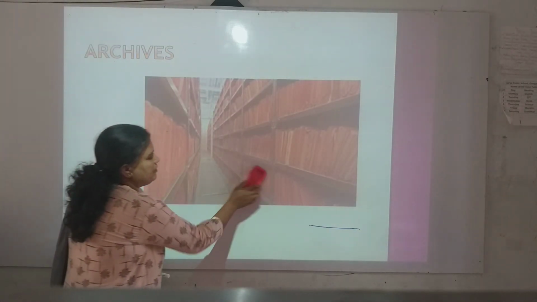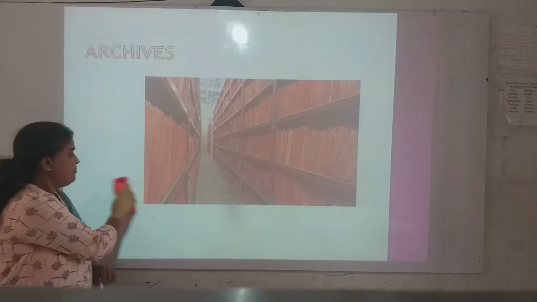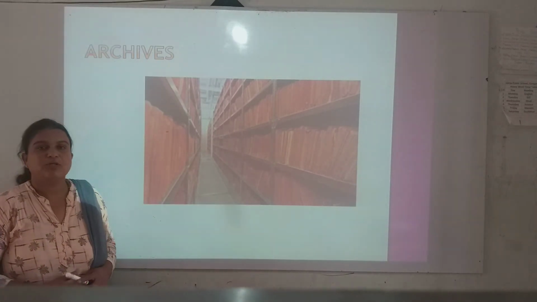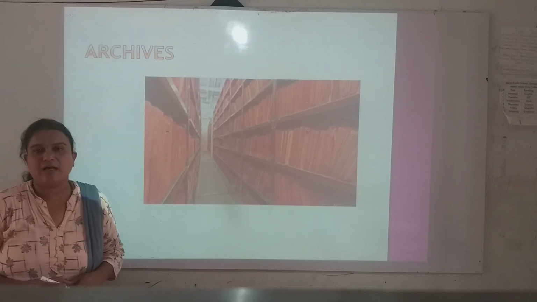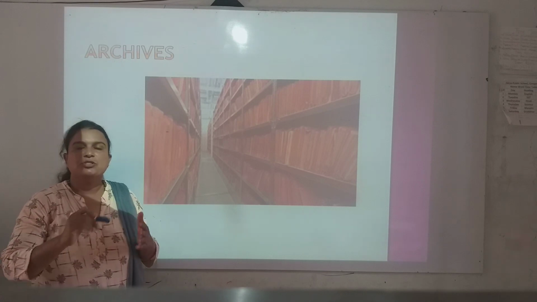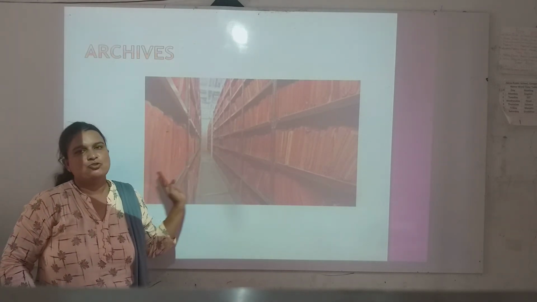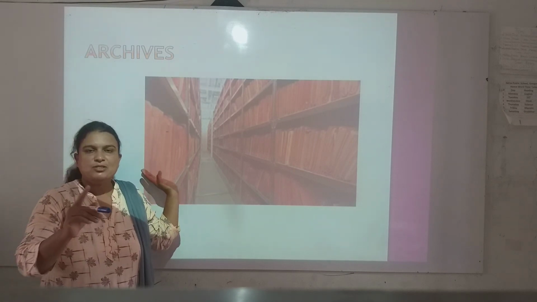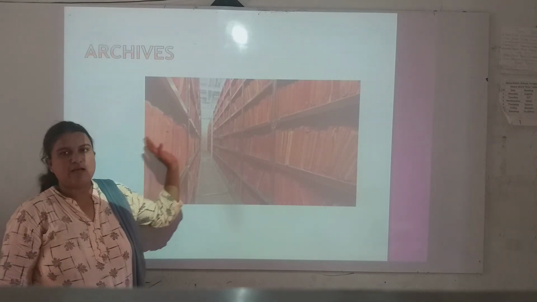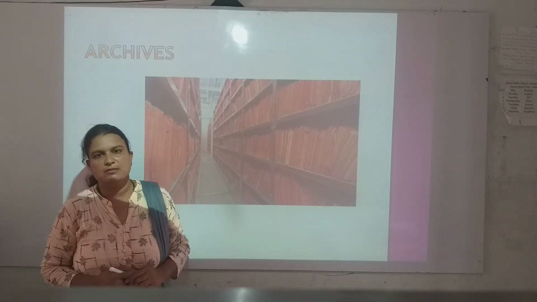Here, due to the availability of paper, various books were available. The new term here is archives. Archives means the place where manuscripts, meaning handwritten material, are kept, and this is one of the images of an archive. My dear students, remember properly, archives means the place where written documents are kept and preserved.